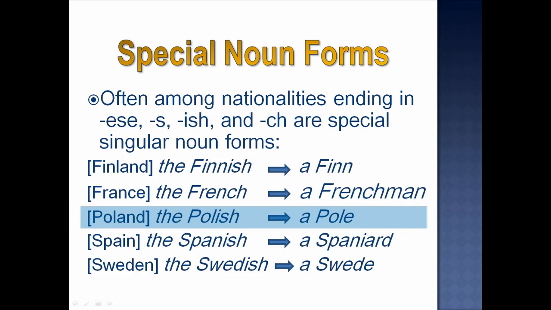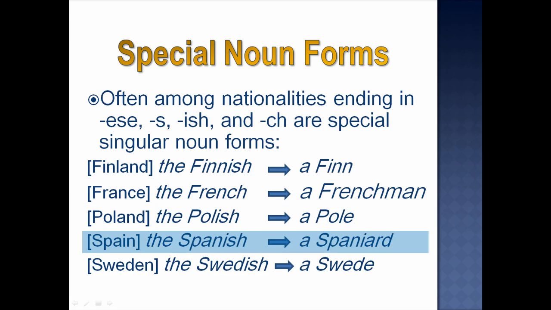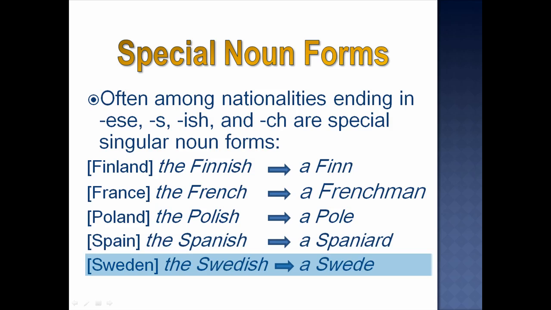People from Poland can be referred to as the Polish, but one person is a Pole. People from Spain can be referred to as the Spanish, but one person is a Spaniard. And the people in Sweden can be called the Swedish, but one person is a Swede.